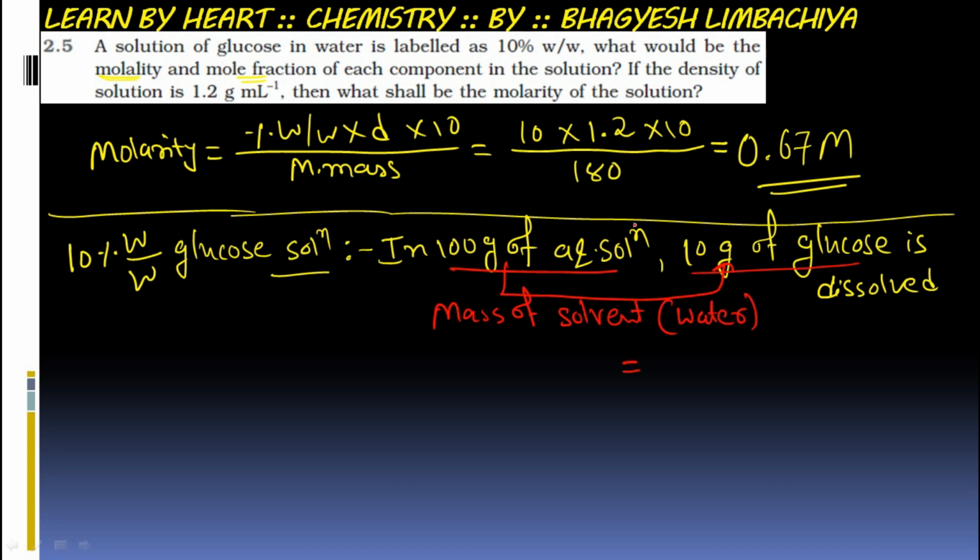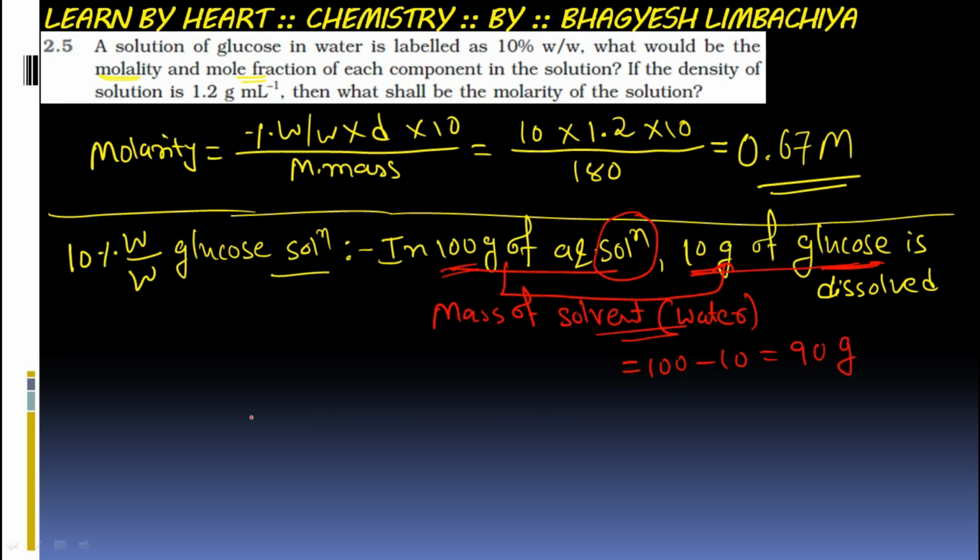ओके, तो एक्वियस सॉल्यूशन, सॉल्यूशन के अंदर ये सल्यूट विच इज डिसॉल्व वो इंक्लूड हो जाता है. तो अगर हम मास ऑफ सल्यूट, मास ऑफ सॉल्यूशन में से सब्सट्रैक्ट करें तो हमें मास ऑफ सॉल्वेंट मिलेगा. So it is 90 grams.